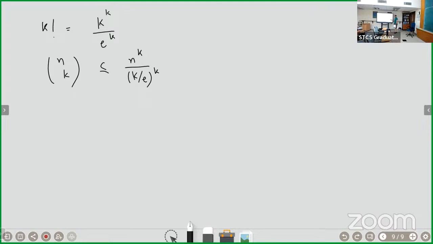Have you seen this? Stirling's approximation. The first one I have seen, the second one. This is not an approximation. You use this to... Right? This is not an approximation. Stirling's approximation is the approximation to the factorial. You apply this to this formula.